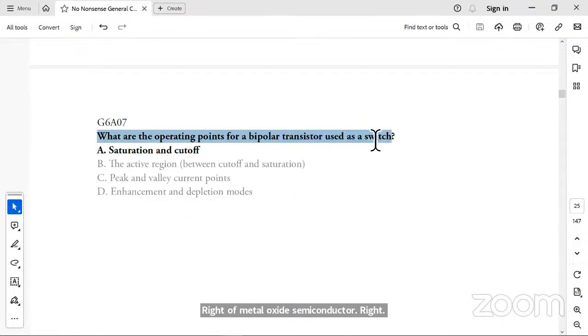Okay, next question in the question pool. What are the operating points of a bipolar transistor used as a switch? Remember we said that the regular transistor can be used either as a switch or to amplify. But when we talked about it being a switch, we did say that the two properties, when it conducts versus when it doesn't conduct, we said it's saturation and cutoff. So those are the two terms.